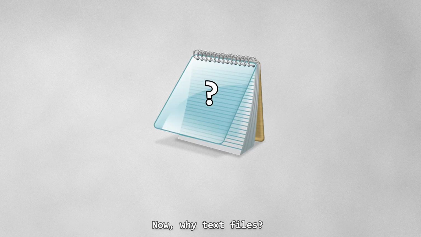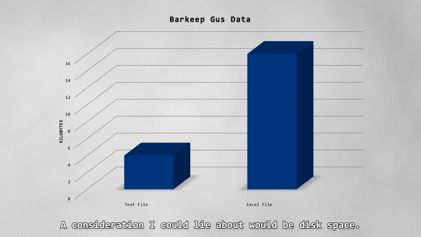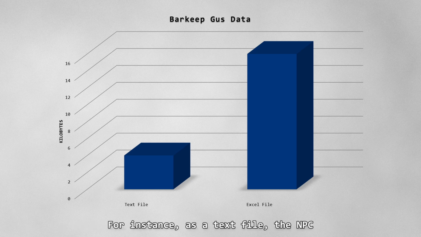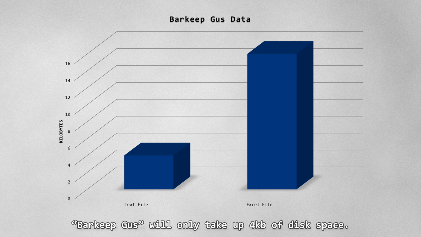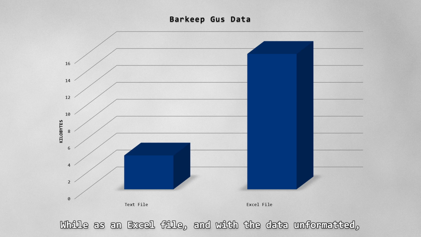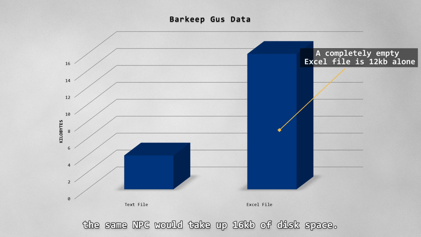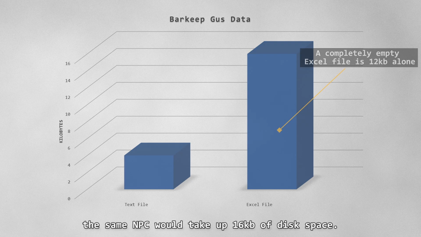Now, why text files? The simple answer, no main reason. A consideration I could lie about would be disk space. For instance, as a text file, the NPC Barkeep Gus will only take up 4 kilobytes of disk space, while as an Excel file, and with the data unformatted, the same NPC would take up 16 kilobytes of disk space.